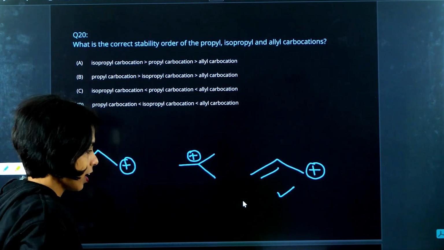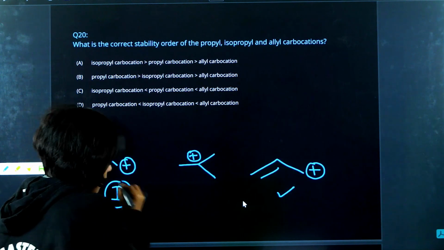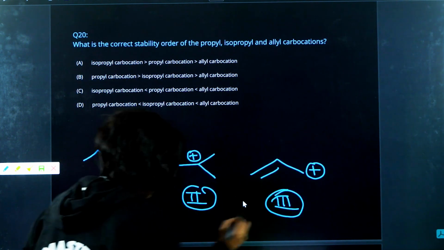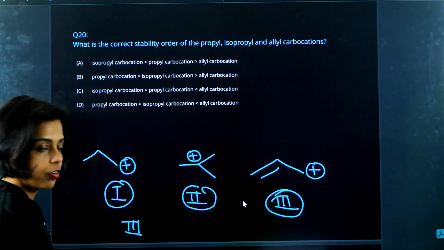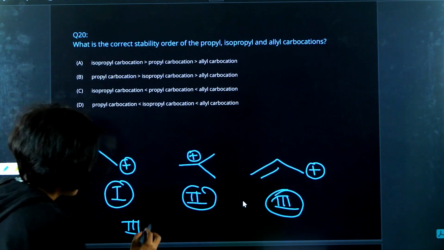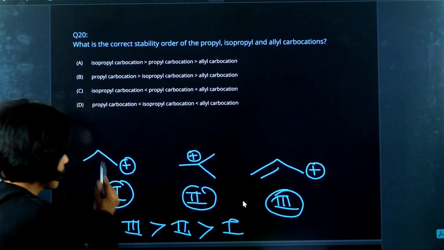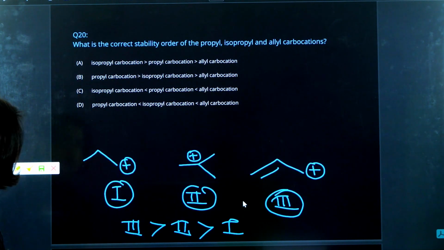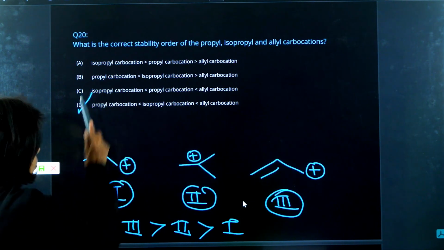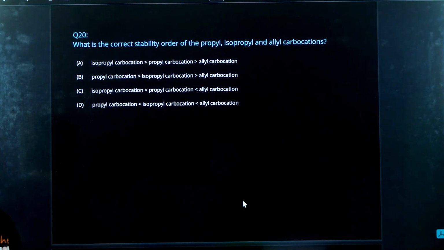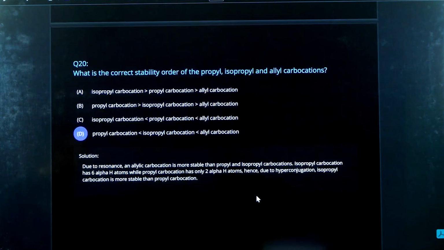And propyl has just 2 alpha hydrogens. So if this is 1, this is 2, and this is 3, the most stable is allyl because of resonance of the positive charge with the pi bond, second is isopropyl because of more hyperconjugation, more alpha hydrogens, and then propyl because 2 alpha hydrogens are there. So what should be the order of stability? Allyl followed by isopropyl, and then propyl. Got it? The basics of general organic chemistry. So option D.